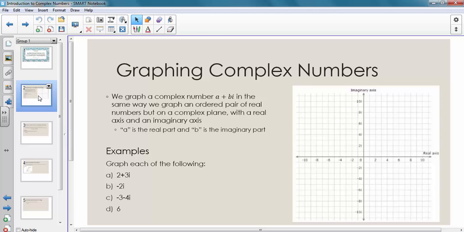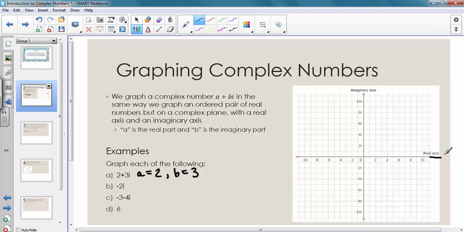We want to graph 2 plus 3i. So here a equals 2 and b equals 3. As I said, our x-axis is our real axis and our y-axis is our imaginary axis. So if we want to graph 2 plus 3i, we're going to go 2 points over on our real axis and then 3 points up, 1, 2, 3, on our imaginary axis. So now this is the point A.